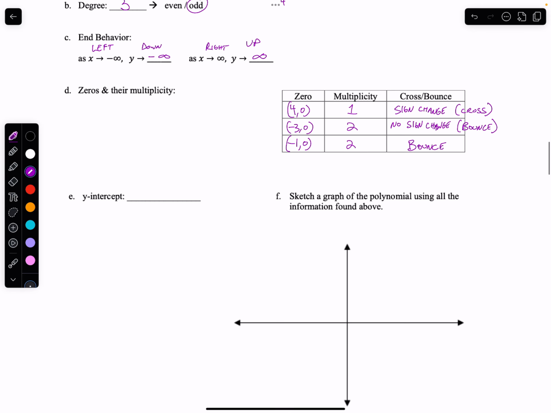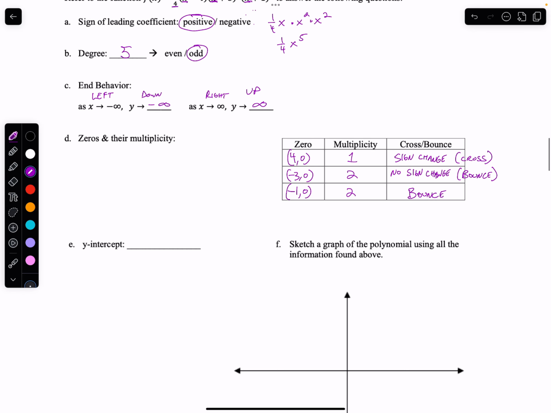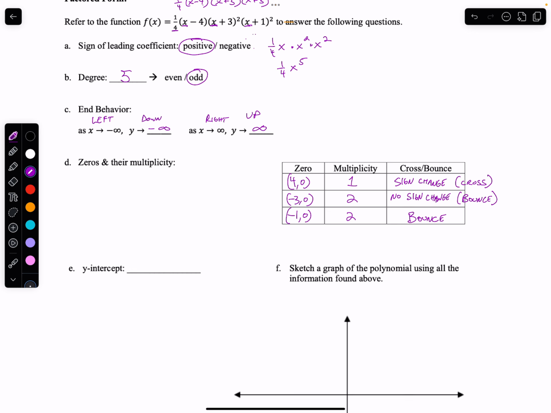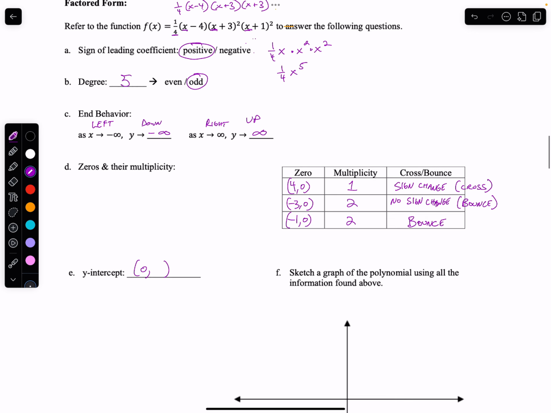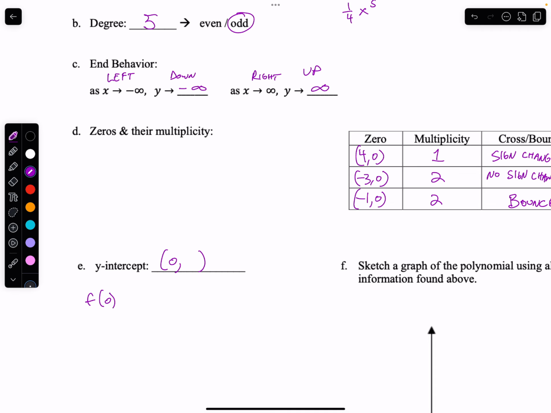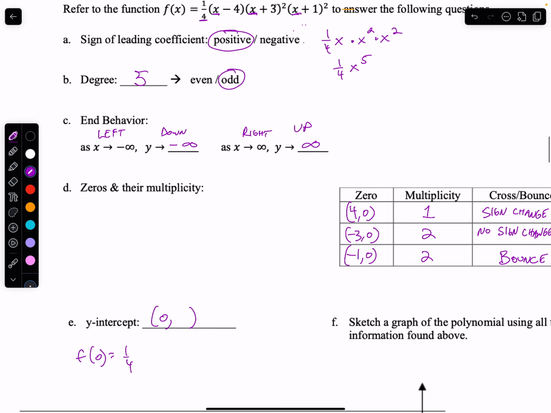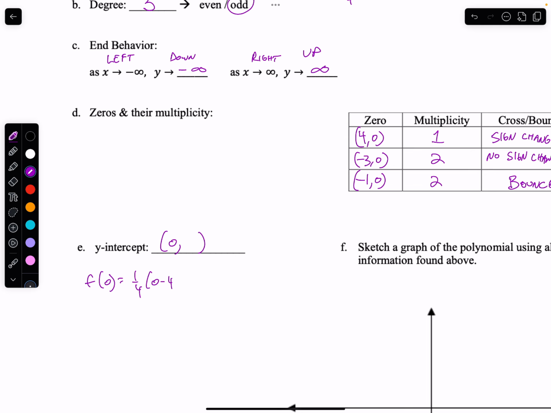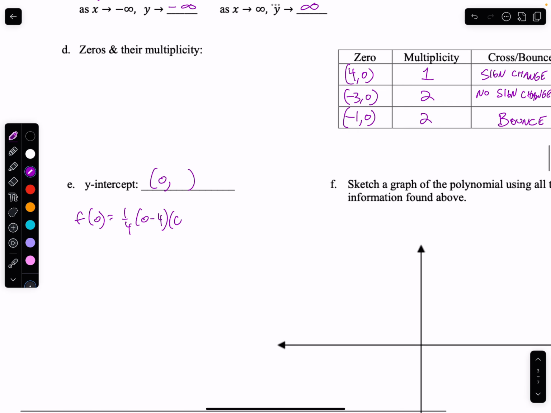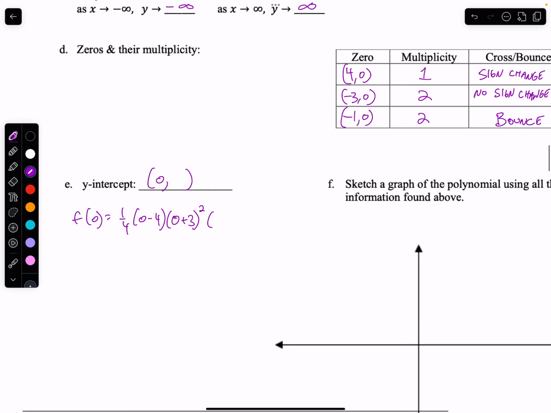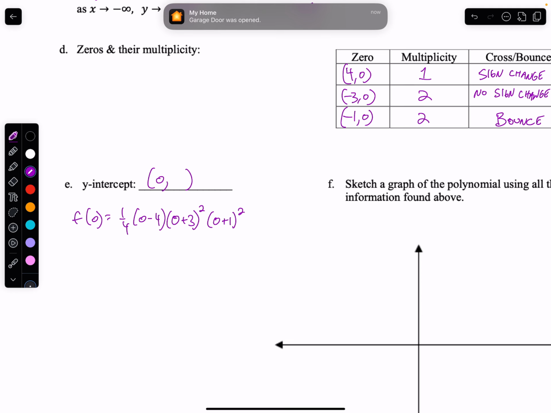All right, y-intercept we could do just because it's kind of easy. You just plug in 0 for x and solve for y. So if I plug in 0 for x, I got f of 0 equals 1/4 times 0 minus 4 times 0 plus 3 squared times 0 plus 1 squared.